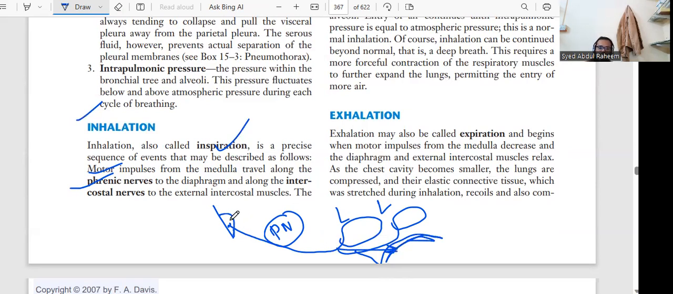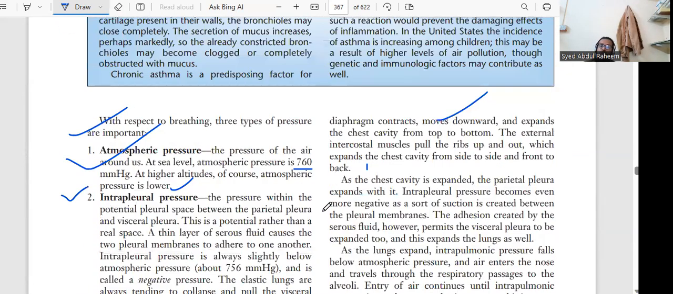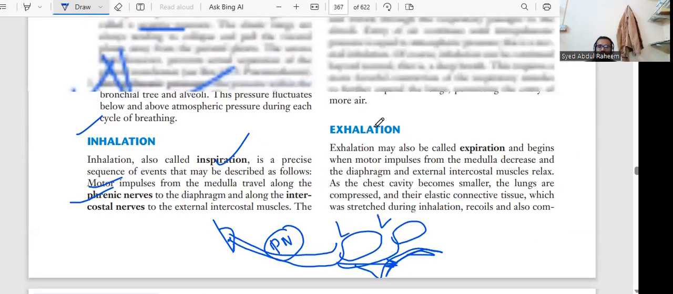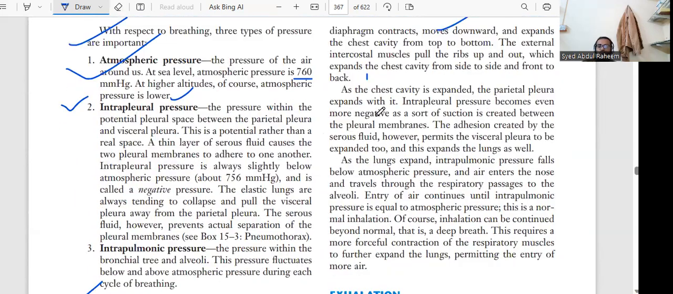And we have another set of muscles, the intercostal muscles, with nerve supply to the external and internal intercostal muscles. So the medulla gives the impulse. The impulse travels to the diaphragm and along the intercostal nerves to the intercostal muscles, external or internal. Likewise, breathing happens because the diaphragm pulls and the intercostal muscles pull.